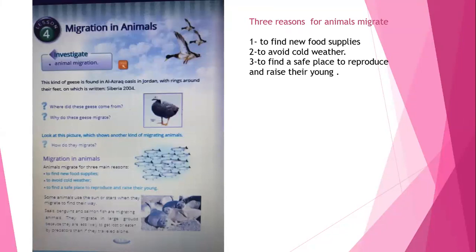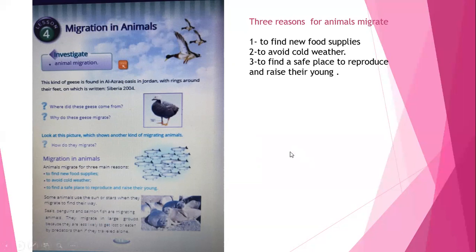Why? Because they are less likely to get lost or eaten by predators. So they travel in large groups because they are fewer in number, so they don't get lost or become prey. Salmon fish and penguins travel in a large group because they are less likely to get lost or eaten. So there are two reasons animals migrate in a large group.